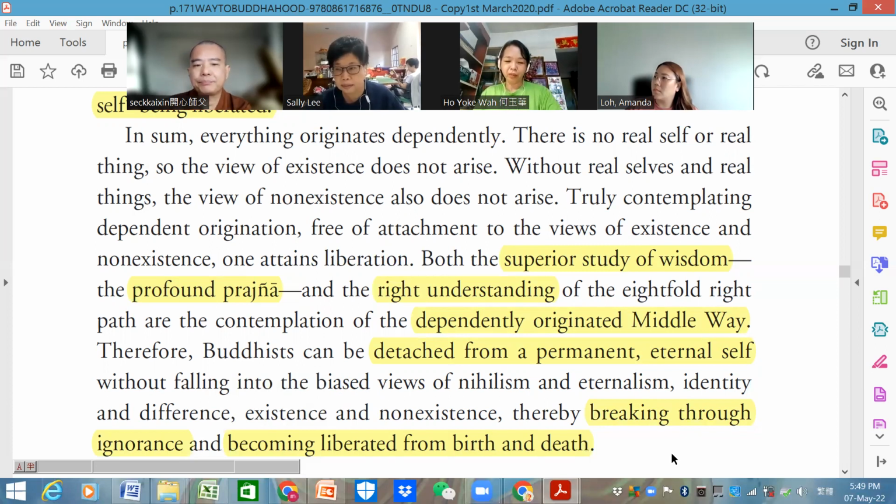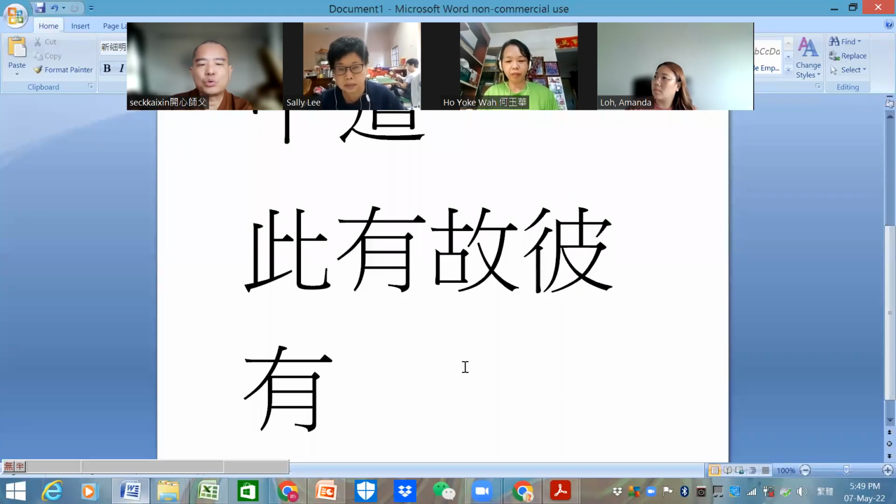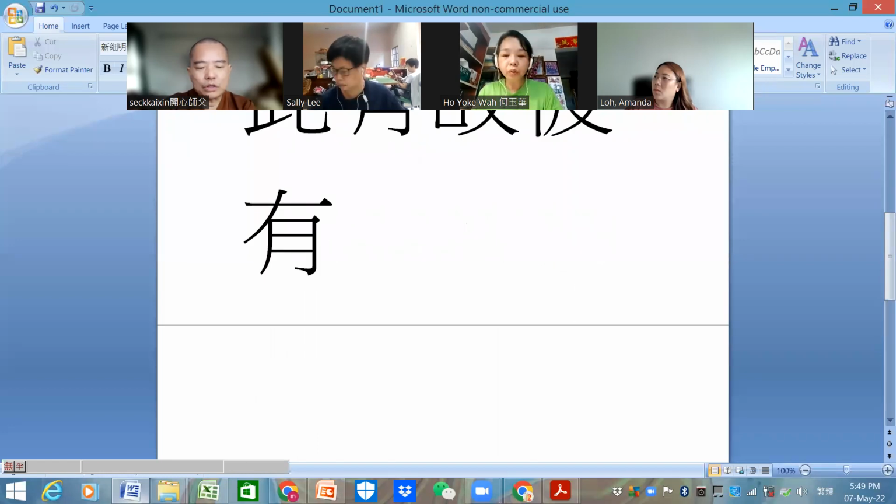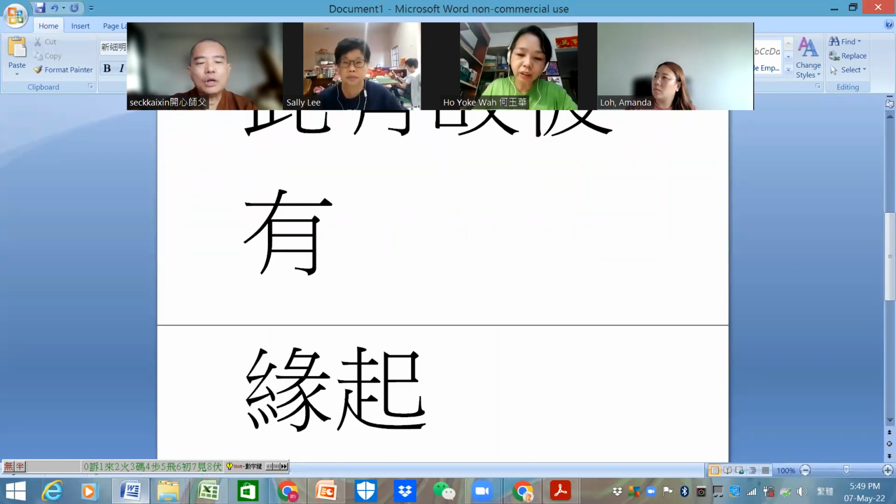Okay, class. Dependent origination. The Mandarin is yuan qi. Once you do the chanting, you always have the opportunity to mention these two words, even in the Mahayana text. Please write down dependent origination. Yuan qi.